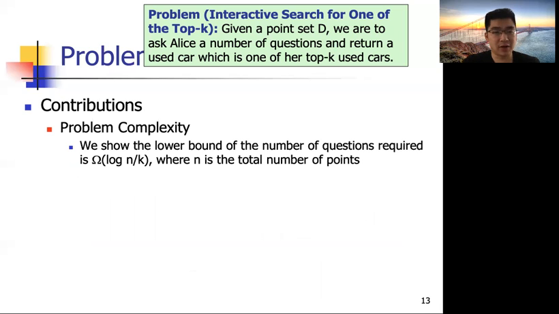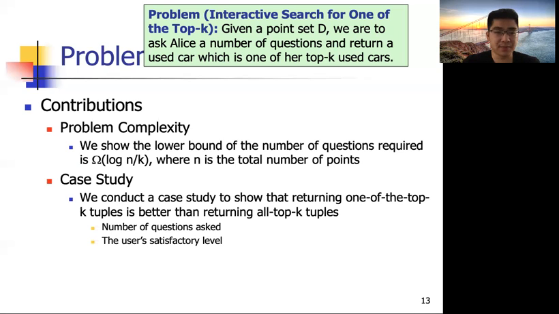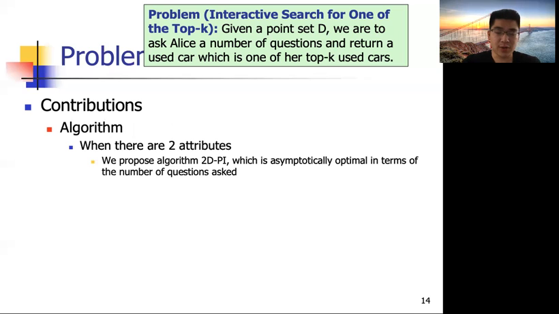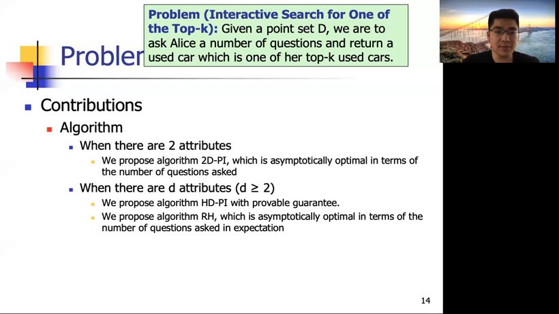Our contributions are as follows. First, we show the lower bound on the number of questions asked. Then, we conducted a case study to show that returning one of the top K tuples is better than returning all top K tuples. We measured these two cases by the number of questions asked and the user's satisfaction level. We present three algorithms. First, algorithm 2DPI, which works when there are two attributes. And another two algorithms, HDPI and RH. They work for general cases.